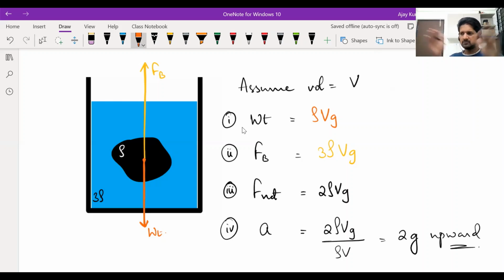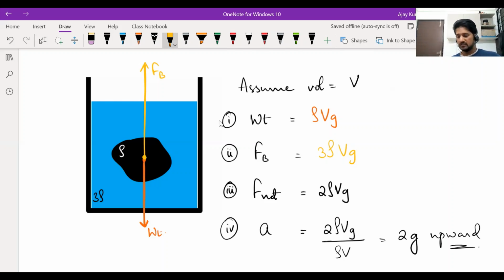If you replace the object with liquid, that liquid also will be uniform only, no? It's the same liquid everywhere, so the liquid is also uniform. Uniform object, uniform liquid, both their centers of mass will be the same anyway. That's why I directly showed the buoyant force also to be acting at the same point where the weight is acting.